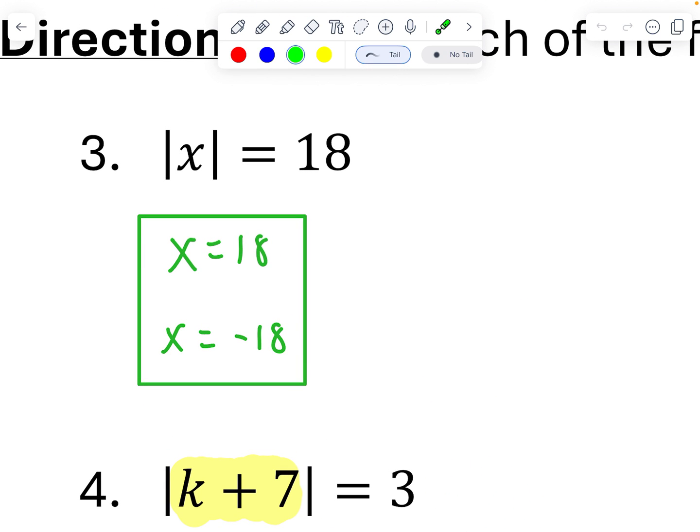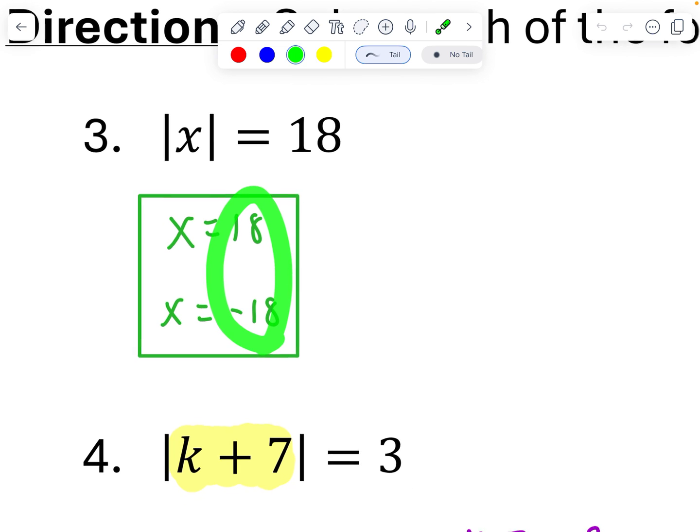Okay, so looking at absolute value. Since absolute value means the distance from zero on a number line, this means your distance has to be 18. Well, there are two different numbers whose distance is 18 from zero on a number line: one number is 18, and the other number is negative 18. A negative number on a number line just means you're moving to the left instead of to the right. So these are the same distance from zero.